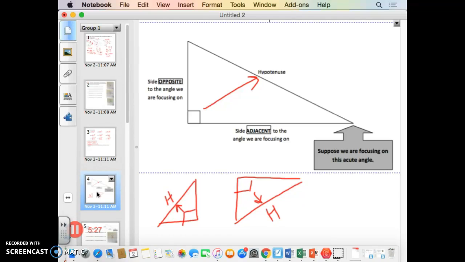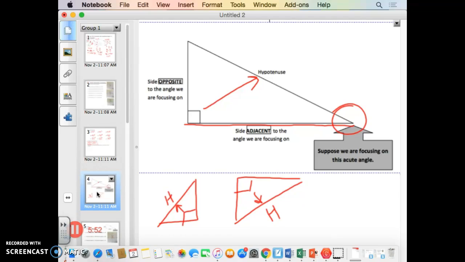Okay, the second thing you're going to have to do is identify what angle you're looking from. So if you imagine that we're looking from this angle right here, that's our focus angle, and we're looking out from there. Being that this is our focus angle, the side adjacent is going to touch it. And it's going to be a leg of the triangle. Okay? So this is the leg that is adjacent to our angle.